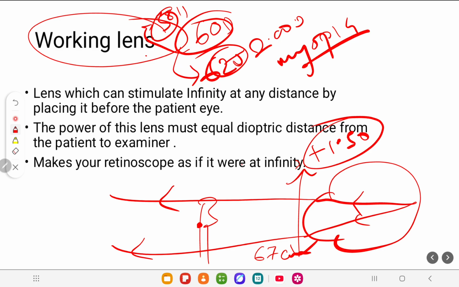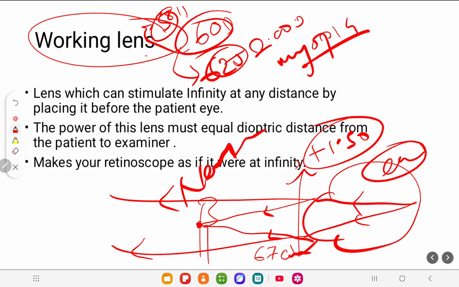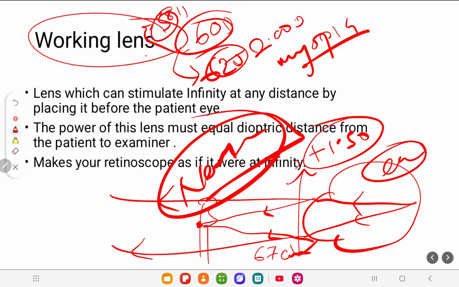Because plus 1.5 diopter, put on an emmetropic eye, means you are making the eye minus 1.5 diopter myopic. Then a minus 1.5 diopter myopic eye has its far point at 67 centimeters, and the peephole of the retinoscope matches with the far point of the eye, and then neutralization happens, isn't it? And that's what the working lens is.